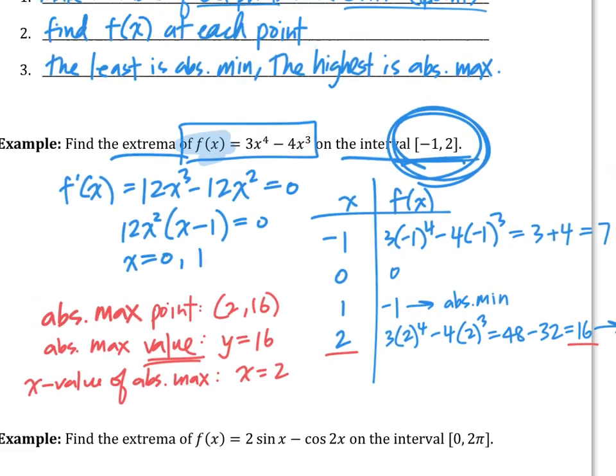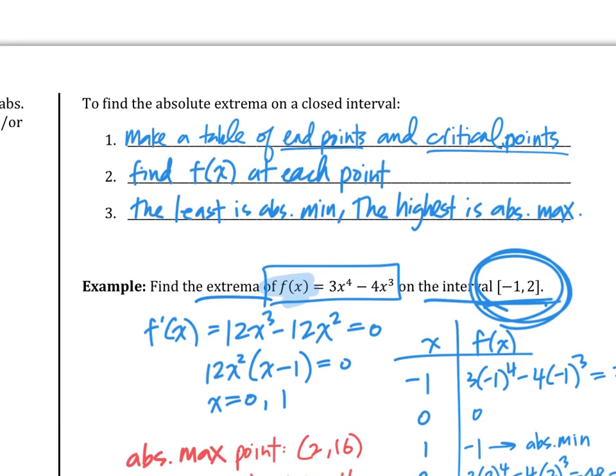All right, very easy. So let's review. If they want the absolute something, you do 3 things. Number 1, make a table of endpoints and critical numbers or critical points. Number 2, find f of x, not f prime, f of x at each point. And third, the highest number is the absolute maximum, the lowest number is the absolute min.